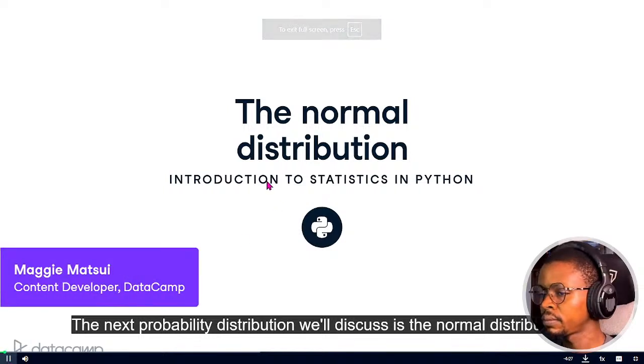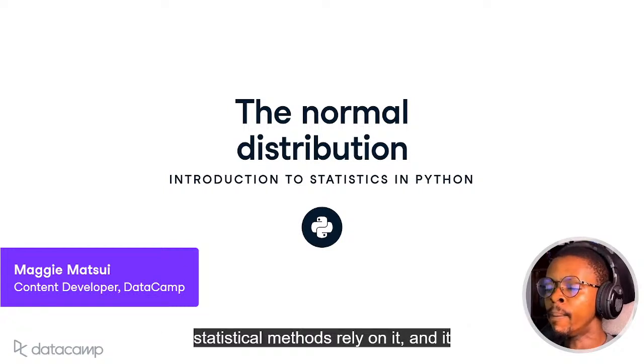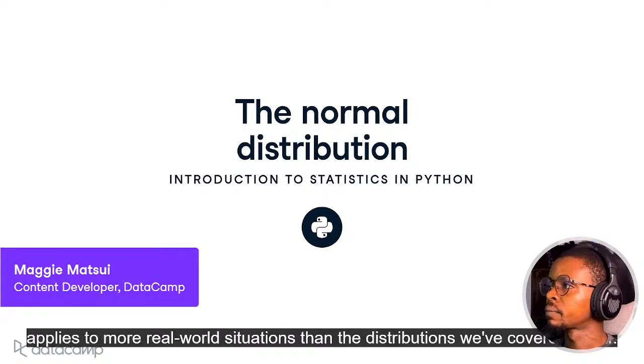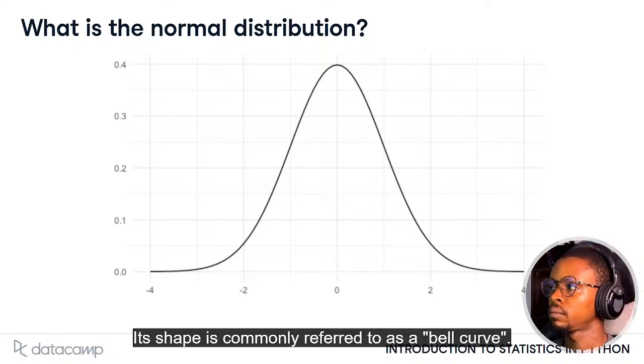The next probability distribution we'll discuss is the normal distribution. It's one of the most important probability distributions you'll learn about, since a countless number of statistical methods rely on it, and it applies to more real-world situations than the distributions we've covered so far. The normal distribution looks like this. Its shape is commonly referred to as a bell curve.